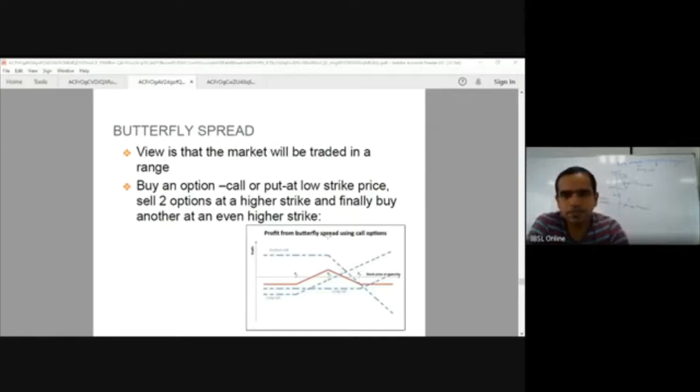In a butterfly spread, the view is that the market will trade within a range. So here you buy a call option at a low strike, sell two call options at an intermediate strike, and then buy a third call option at an even higher strike. If the market is stable, then you make money in this case. If you look at the payoff diagram, you will see that in the center, when the market is relatively stable, you make profits. You buy an option, call or put, at a low strike price, sell two options at a higher strike, and finally buy another at an even higher strike.